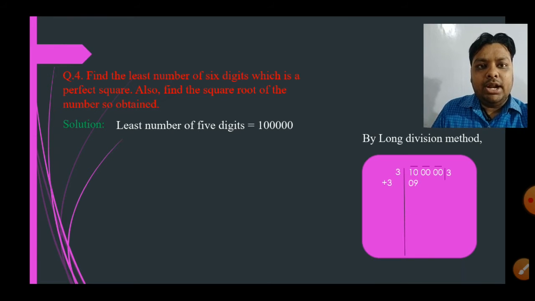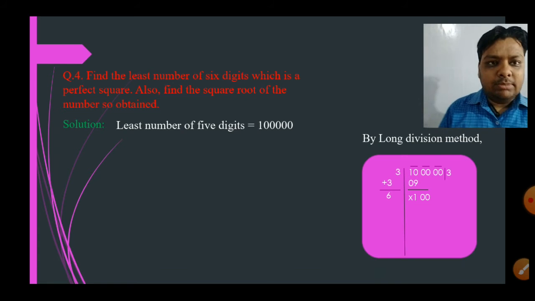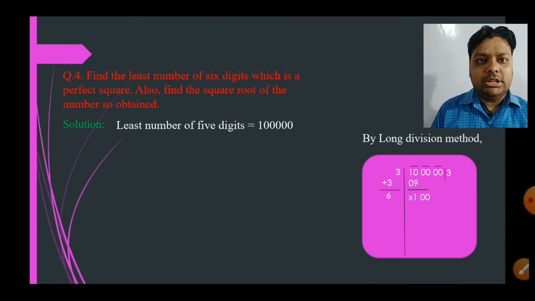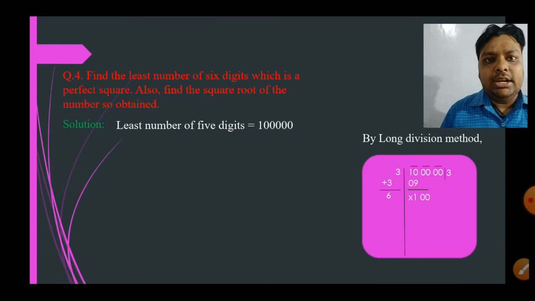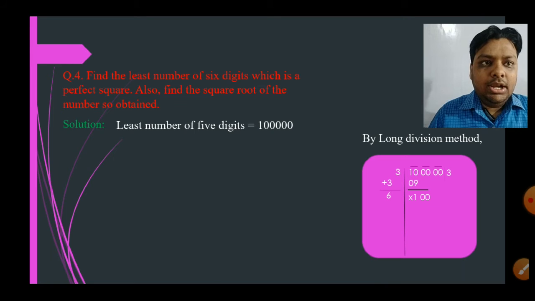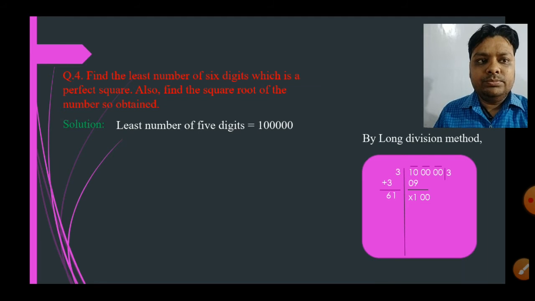Here we will add both the divisors, 3 plus 3 is 6, and 10 minus 9 is 1. Now we will note down the second period just beside the remainder 1. The sum of the two divisors is 6. If we write 0 beside 6, then 60, and we take 0 as the quotient digit: 60 into 0 will be 0, very few. Now 61 into 1 is 61, less than 100. 62 into 2 is 124, so we cannot take 62 into 2. We have to take 61 into 1.